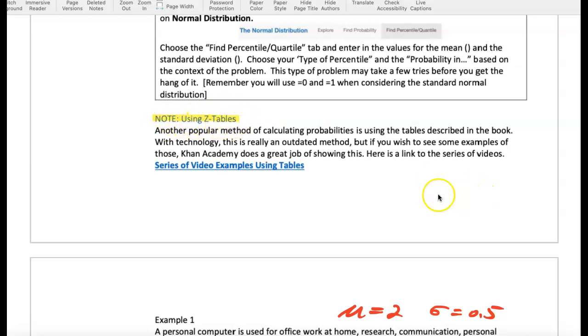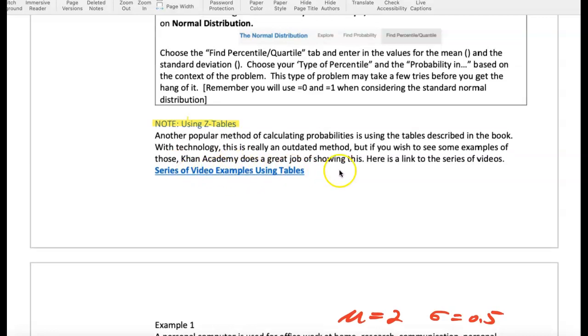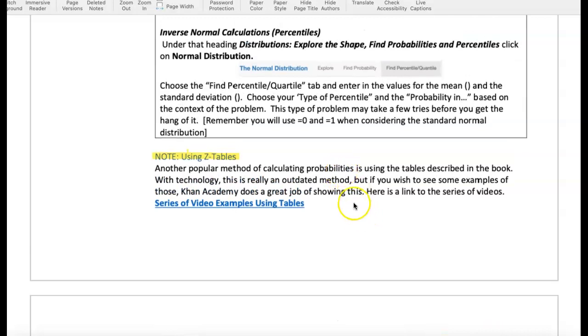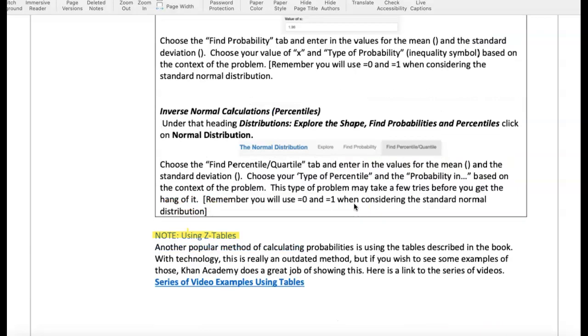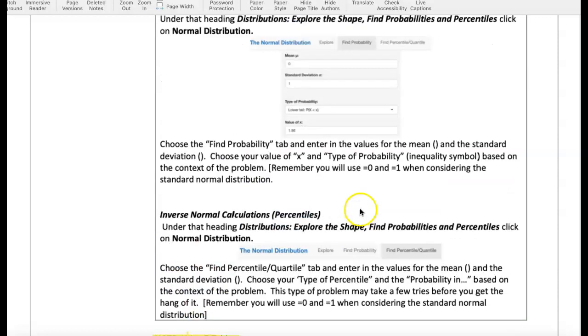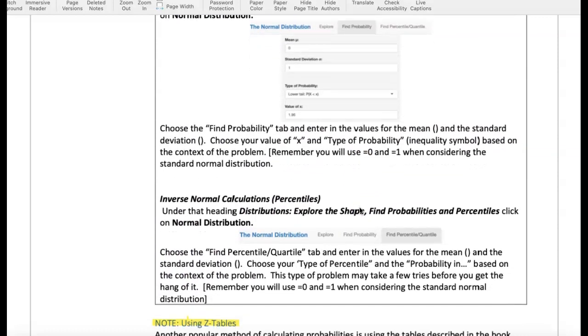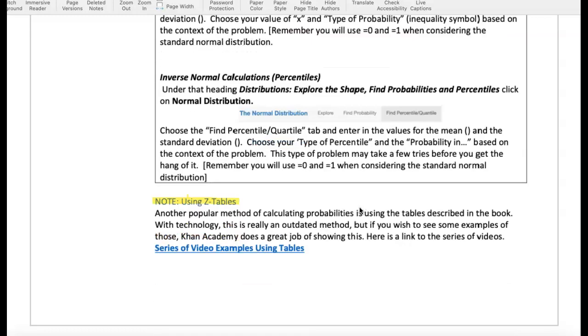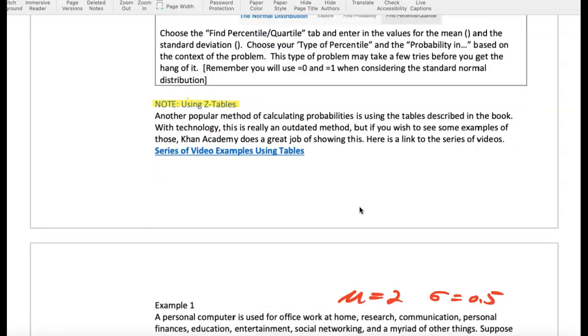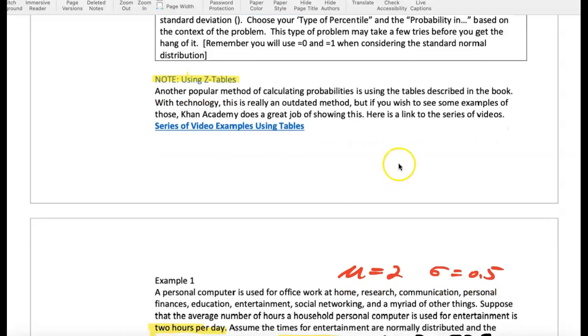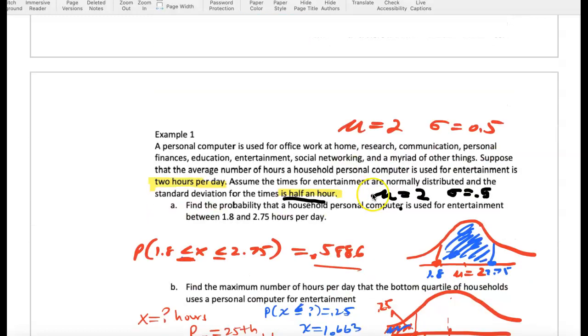Now, I want to make a note. Z-tables are a common way. So in your note sheets, there's a link to these video examples of people using Z-tables to calculate probabilities. That's the old school way, but some people still do that. So when you're searching, you may see that process. We're not doing it, but if you do it, let me know, so when I see that in mathematics, I know you're doing something different.